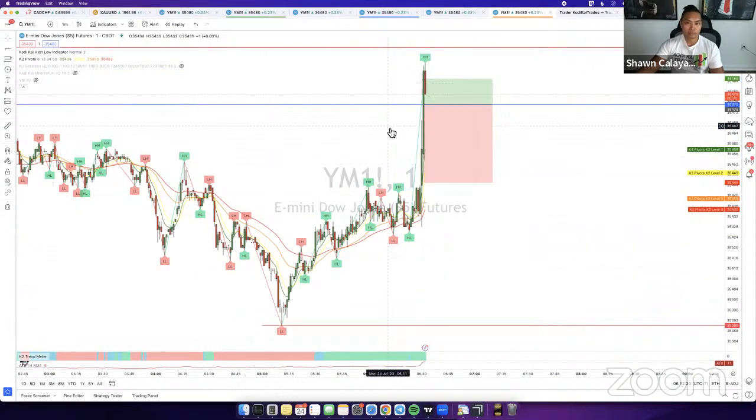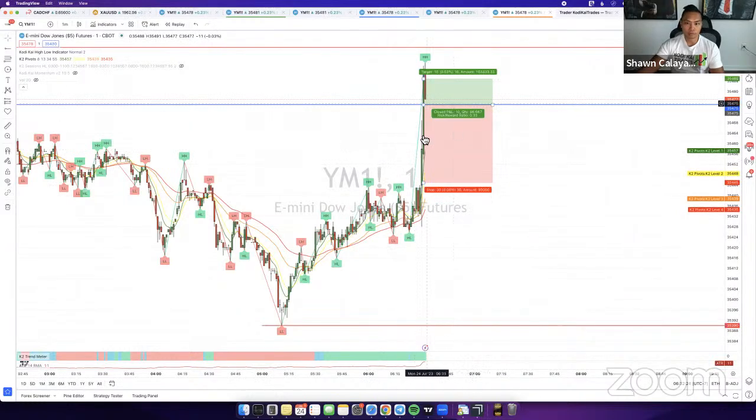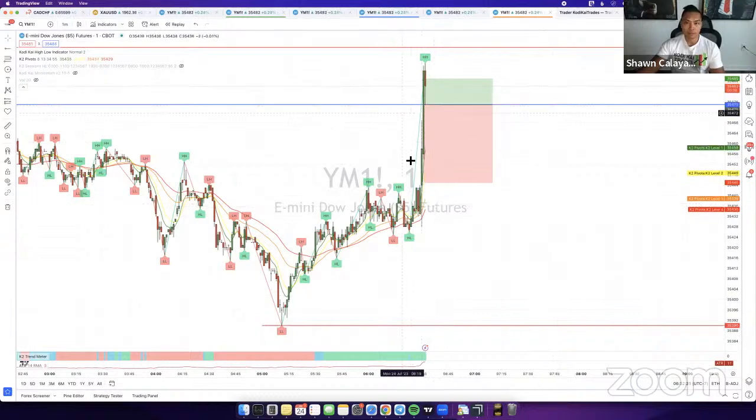So there goes the liquidity right there, guys. I didn't take the trade. I just wanted to mark it up for you guys. That's the first level of liquidity. One of the first higher levels of liquidity. The red one's going to be low level. So, I mean, we'll see where that pushes through.